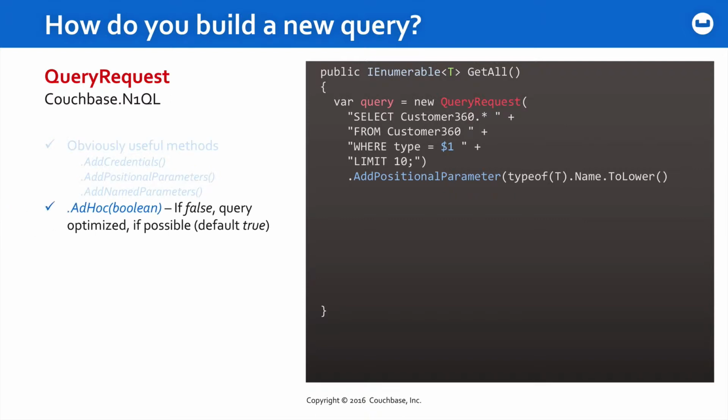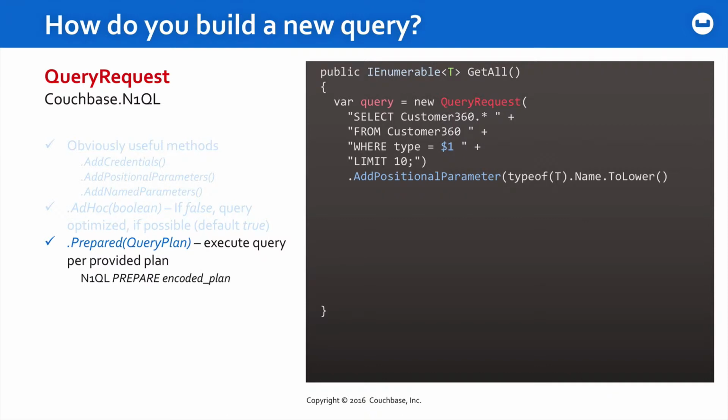Now, there are some other methods, obviously, on the query request that you'll want to know about. We'll familiarize you with a few here. For example, the ad hoc method takes a Boolean, and if it's false, the SDK and the server are going to attempt to optimize the query. There's a prepared statement capability with N1QL, and it will try to do the prepared statement and take other optimizations. By default, it is true, and that means the query will be run ad hoc with no special optimizations, but you can ask the server to attempt to optimize.